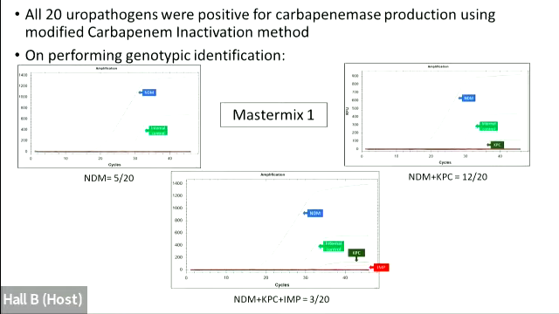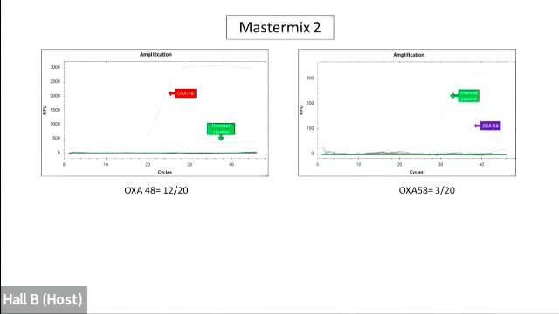This was the result when we proceeded with the genotypic identification using the first master mix, which detected the metallo-beta-lactamases. Among them, in 5 out of the 20 isolates, NDM was positive. In 12 out of the 20 isolates, we found co-carriage of NDM and KPC. And in 3 isolates, we found NDM, KPC, and IMP. In the second master mix, which detected the oxacillinases, 12 of the 20 isolates had OXA48 present. And OXA58, which is actually a gene responsible for resistance in Acinetobacter baumannii, is not responsible for resistance in Enterobacteriaceae, but still it was detected in 3 of our isolates.